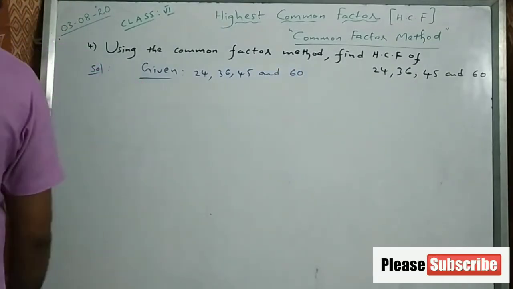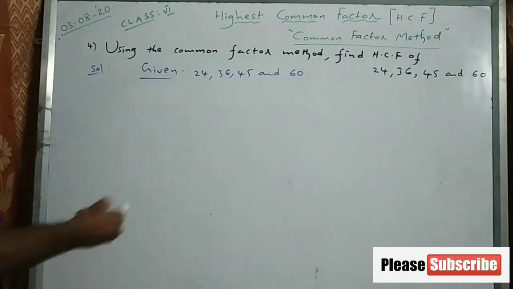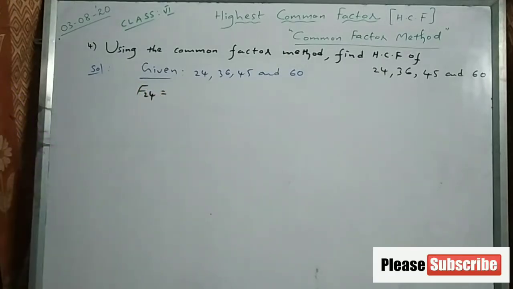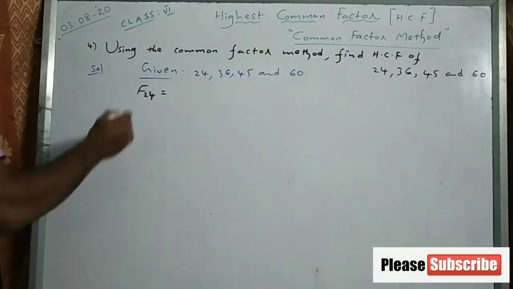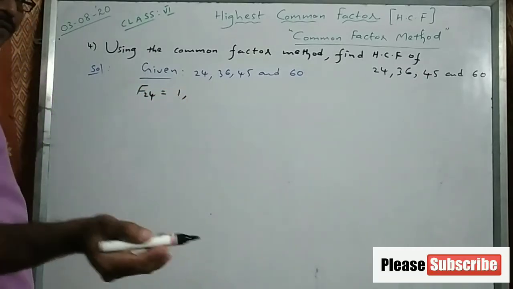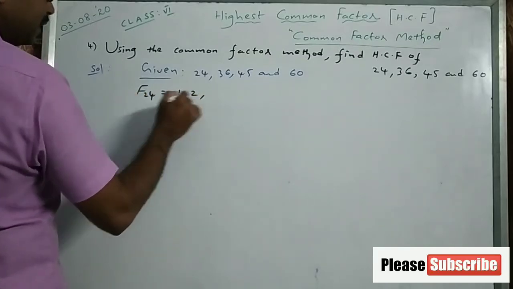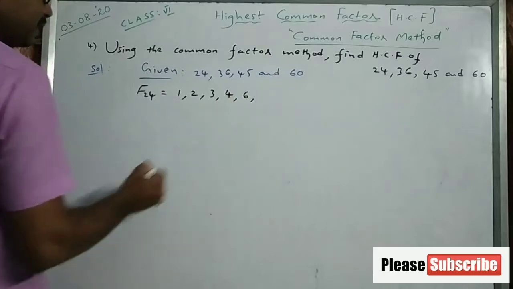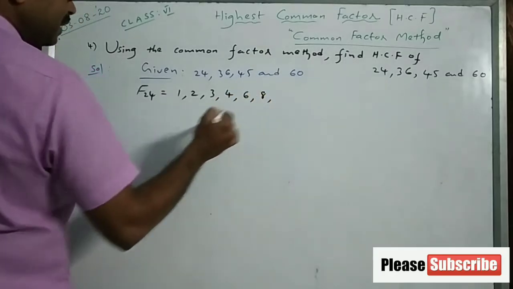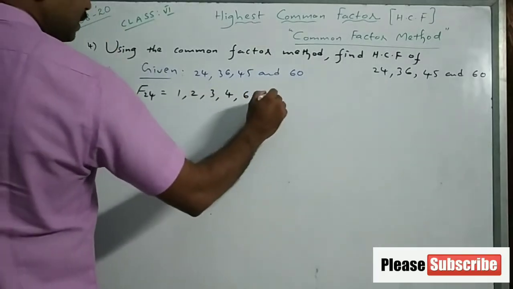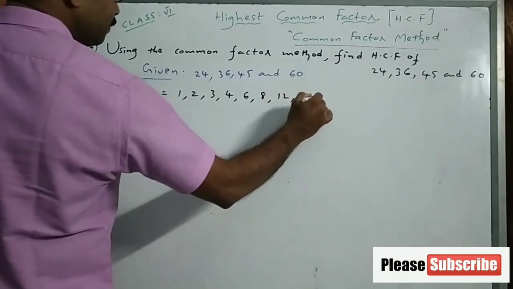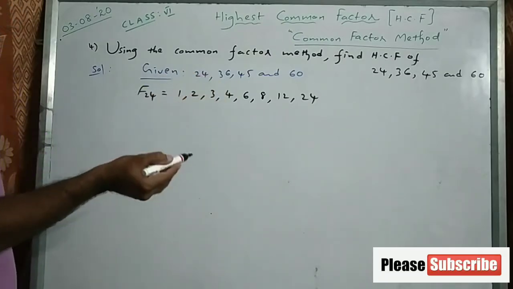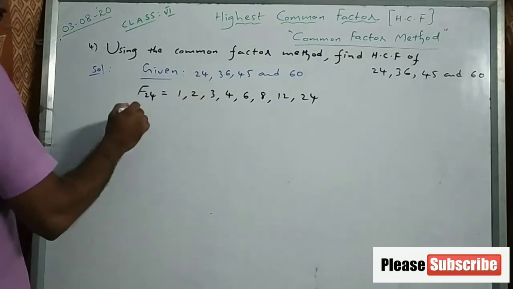First, what should you do? You have to find the factors of given numbers. So F24 means factors of 24. 1 is a factor of every number. 2 12s are 24. 3 8s are 24. 4 6s are 24. 6 4s are 24. 8 3s are 24. Right? Next 12 2s are 24 and 24 1s are 24. 1 is a factor of every number and every number is a factor of itself, right?